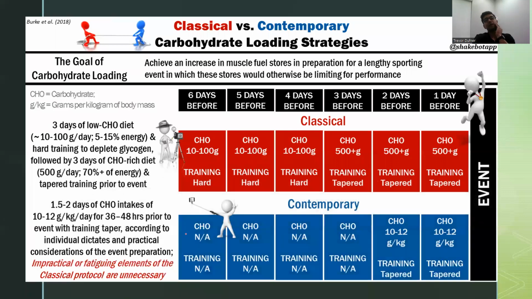There are two different types of carbohydrate loading strategies. There's the classical one, where you have 3 or 4 days of low carbohydrate intake, and then 3 days of extreme carbohydrate loading with your training being tapered, versus the contemporary one, where you have just normal training with no carbohydrate load, and then you get into extreme carbohydrate loading. To put this in reference, if you were to do 10 grams per kilogram, for me, that would be somewhere near 900 to 1,000 grams of carbohydrates in the last day.